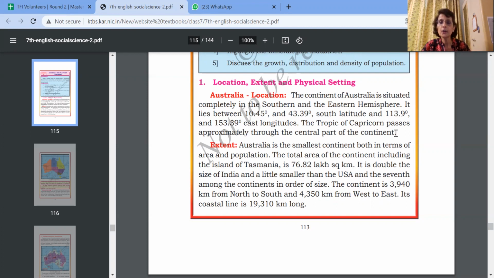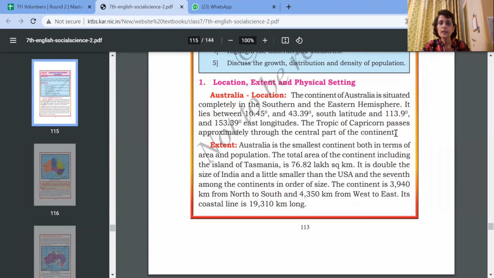We know we have 7 continents, and Australia is one of the continents, and it has got a lot of small countries in it. Now let us come to Australia, the extent of Australia. Now, Australia is the smallest continent both in terms of area and population. Please mark this as your first point. It is the smallest continent.